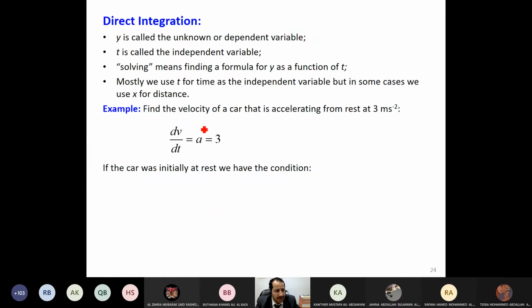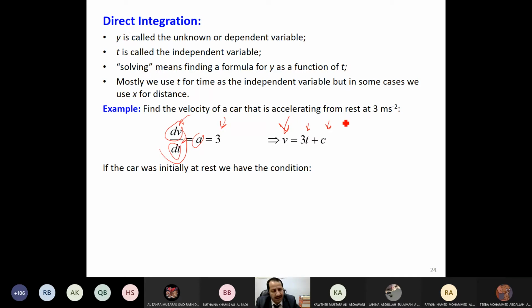Example, this is a practical example. The velocity of a car that is accelerating from rest at 3 meters per second squared. So dv over dt, talking about the acceleration, this is velocity, this is t, equal acceleration. This is the definition from secondary school, equal 3, he told me. Solve it, very simple. When I integrate with respect to t, it will say that velocity equals 3t plus constant.